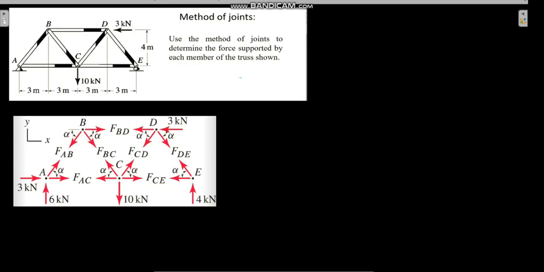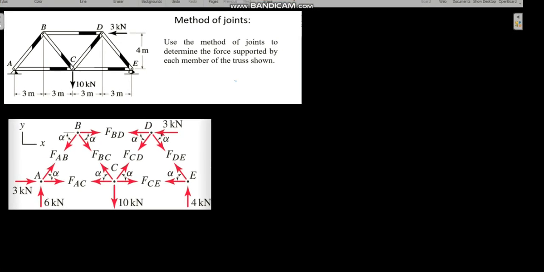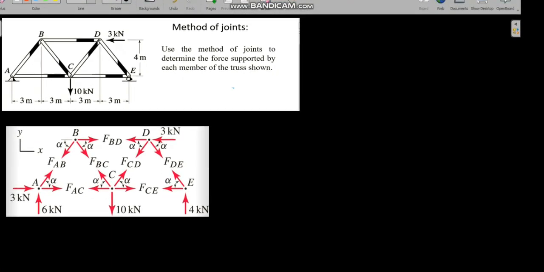In this video, we are going to solve this question I have on the screen here, which says that we should use the method of joints to determine the force supported by each of the members of the truss shown. So we are going to use the method of joints to determine the force supported by each of the members of this truss system shown here.